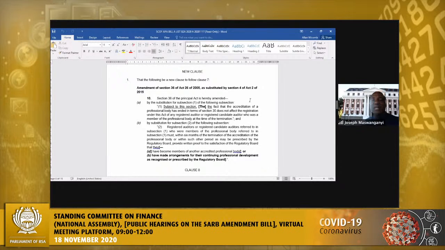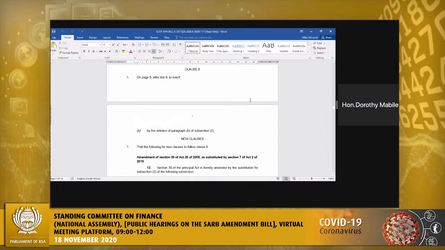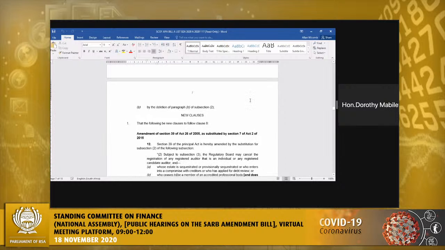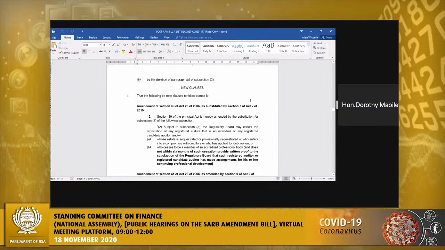There is a long paragraph. Agreed. Clause 8, page 5 after line 5, to insert by the deletion of paragraph B of section 2. Agreed. New clauses. Section 39 of Act 26 of 2005 as substituted by section 7 of Act 2 of 2015. Clause 12, section 39 of the Act is hereby amended and substituted by the following subsection. Agreed.